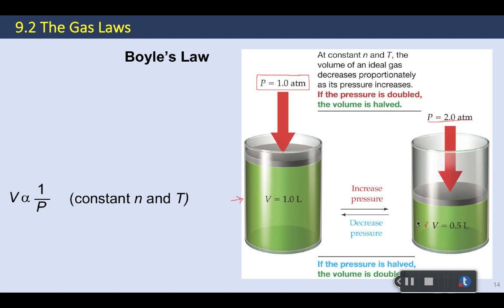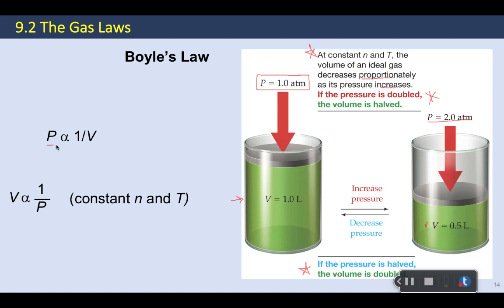Well, this is telling us the relationship between pressure and volume that we described as Boyle's Law, where at constant number of moles and temperature, the volume of the gas decreases proportionally as the pressure increases, and so as the pressure doubles, the volume is halved. And that's the way we like to think about this relationship between pressure and volume. And the name for that is Boyle's Law, but you don't have to fuss over it.